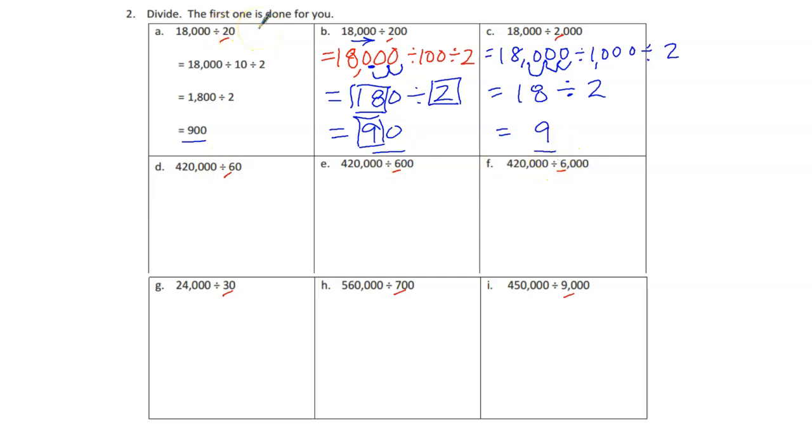All right, so let's look at D. Once again, I have 420,000 divided by, instead of putting 60, which can be named 6 tens, I'm going to name it as 10 sixes. So now I know when I divide by 10, this entire number, this 420,000, is going to shift over one place value unit to the right. It's going to appear like my decimal's there.